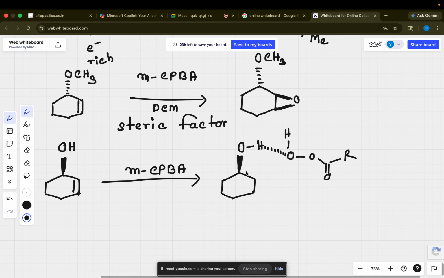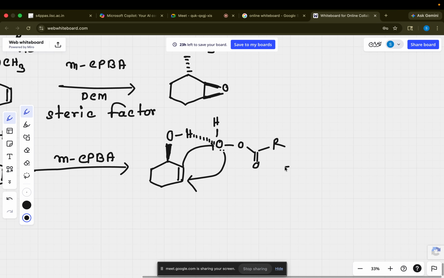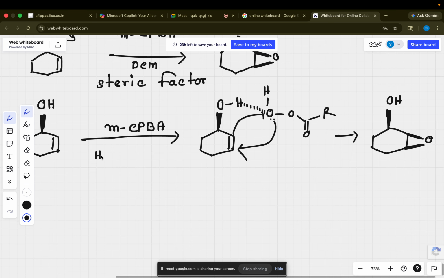When they are doing hydrogen bonding, what will happen at that time? The epoxidation will happen from which face? If it is doing hydrogen bonding with the OH, and the OH is already present above the plane, that means the epoxidation will also take place from above the plane. Clear? If OH is present above the plane, the epoxidation will happen from the same face because of hydrogen bonding. So here what is the reason? Hydrogen bonding.